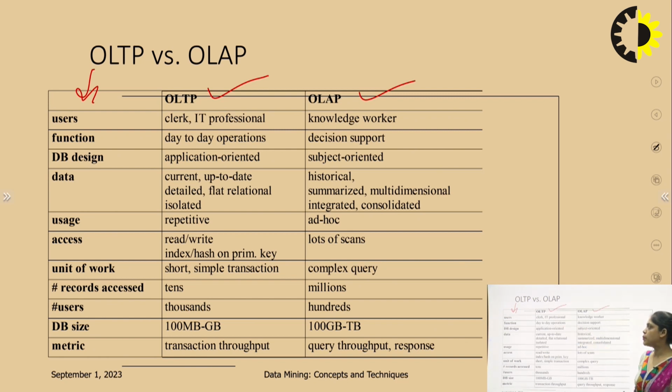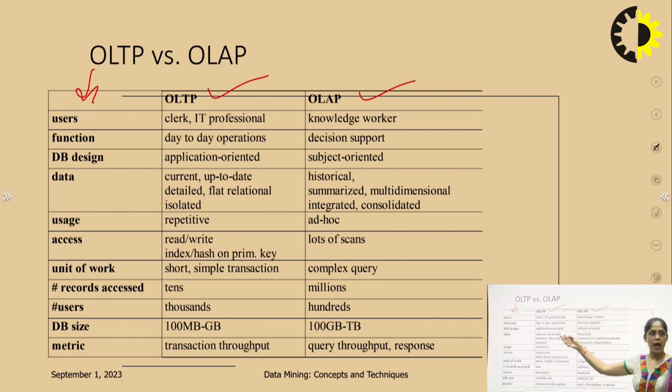In OLTP, the user can be a clerk or IT professional, and in OLAP, it is a knowledgeable worker. Obviously, transactions are taking place. If, for example, a bank account transaction is taking place, in that case you need a clerk or IT professional. But for some analysis you need a knowledgeable person who will predict something, analyze something, and finally give the result or conclusion. That is the knowledge worker. Next is function. Function is day-to-day operations in OLTP, and decision support in OLAP.